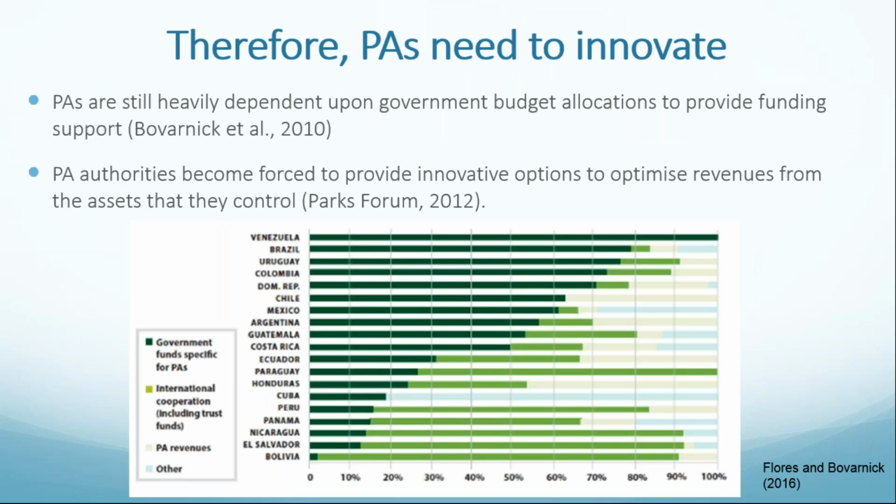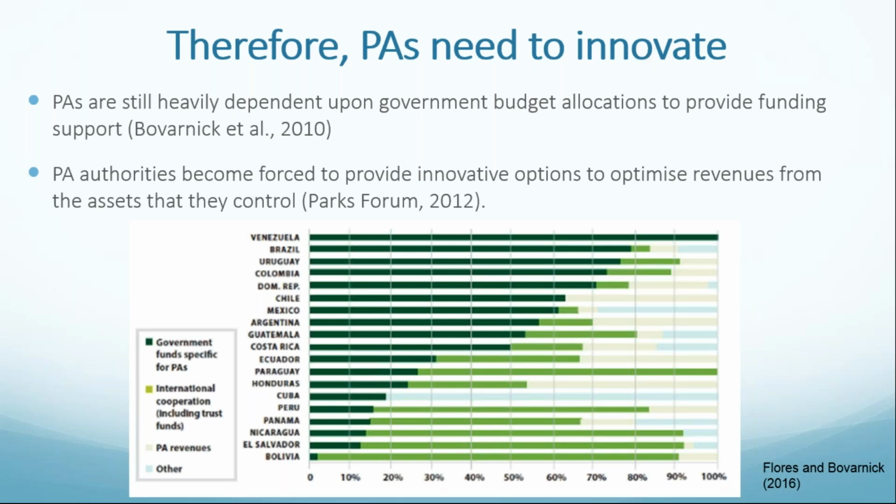With increased restrictions on financing available for protected areas, there is a need to innovate. One of the studies from Bavanik et al. highlighted that, especially for Latin American countries, PAs are generally more dependent upon government budget support. And from an additional study in 2016, again from Latin America, predominantly these areas are either financed by government budgets or through international cooperation, from grants from donors and trust funds.